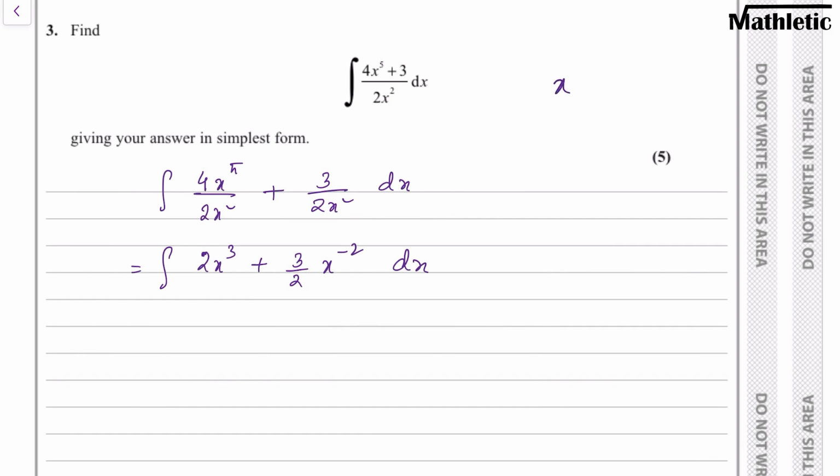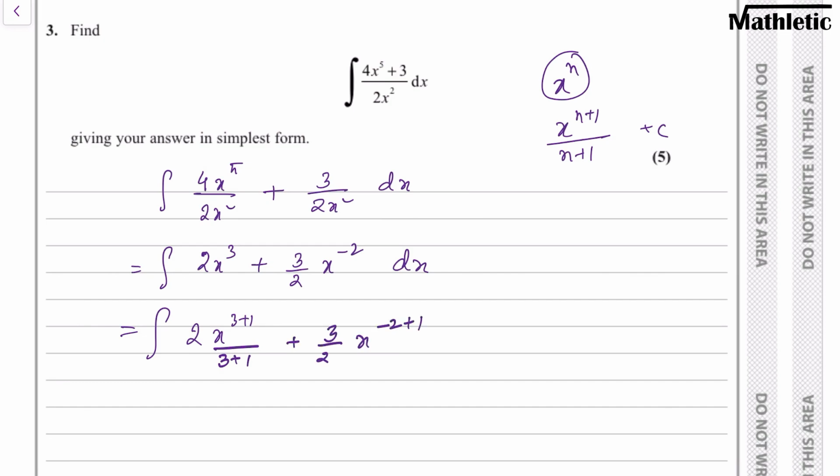So next, integration of x to the power n is what? x to the power n plus 1 by n plus 1, plus c, right? So 3 plus 1 by 3 plus 1, minus 2 plus 1 by minus 2 plus 1. Then since I have integrated in this line, instead of this integration sign, I need to use a plus c over here.